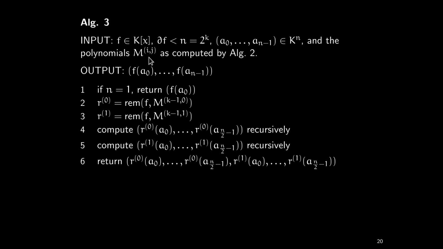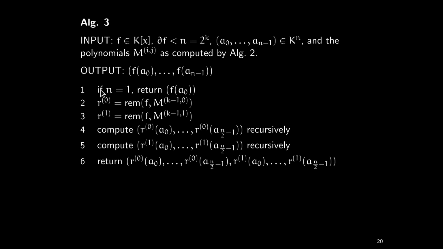So here I regard it as part of the input, and the output is the value vector of f at all the a's. The idea is to do this recursively. Remember, we want to split the problem in the middle. That's what we are doing here. We split the value vector, or the evaluation point vector, in the middle, and recursively compute the values of the first half and the values of the second half, and the result is then just putting this together.